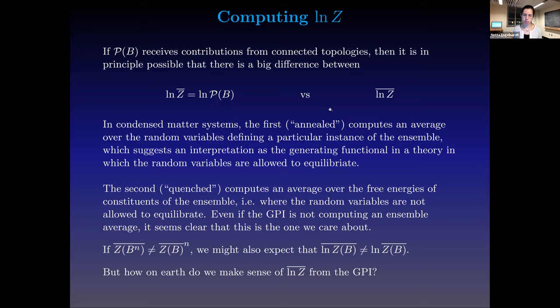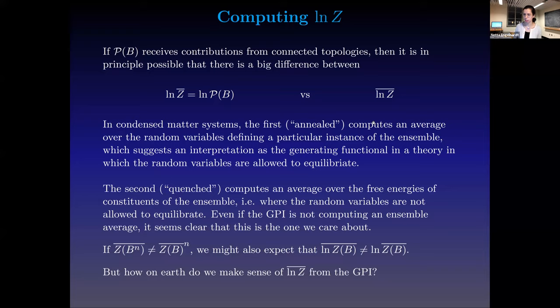Even if the gravitational path integral is not computing an ensemble average, whatever it is that it is computing, it seems clear that the thing that we care about is computing log Z, if it is an average, something like an average over log Z. Now, if this Z of B to the N computed by the gravitational path integral is not the same as Z of B computed by the gravitational path integral raised to the power N, then we might also expect that log of Z computed by the gravitational path integral is not the same as log of Z computed by the gravitational path integral.